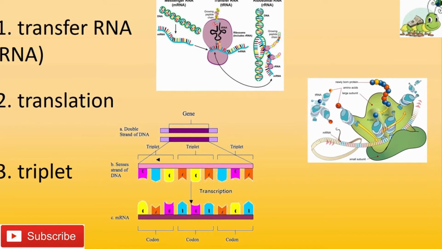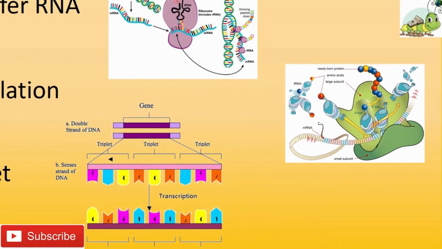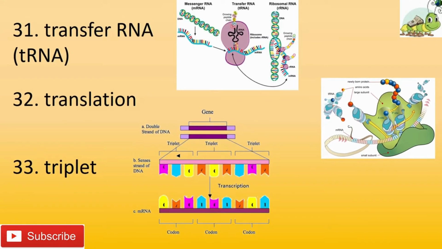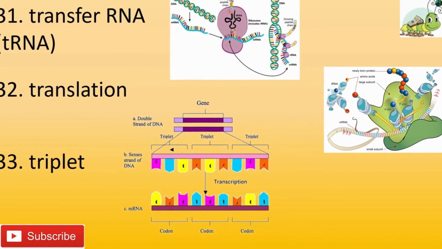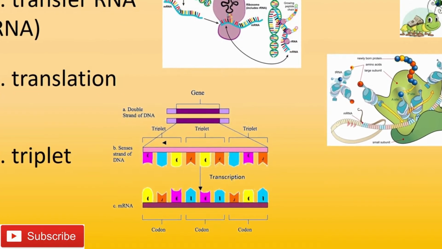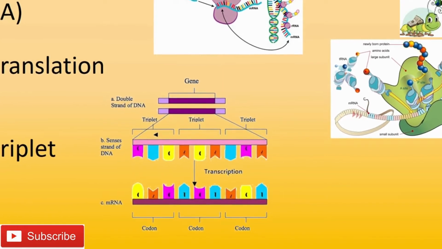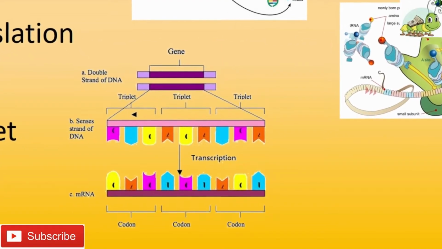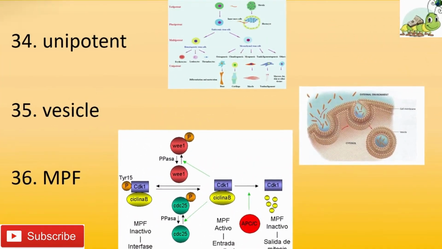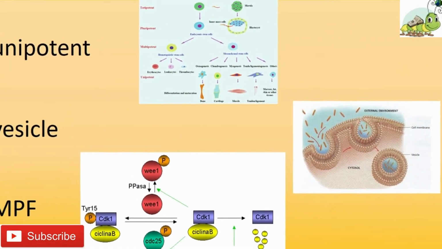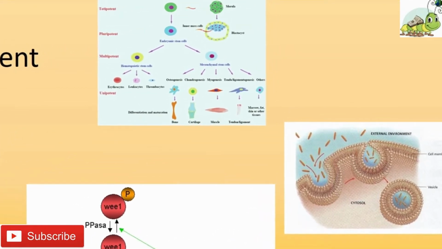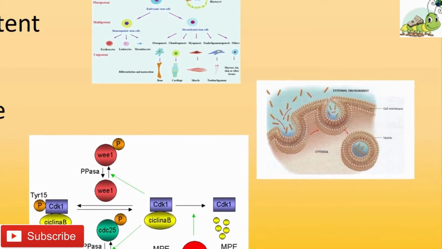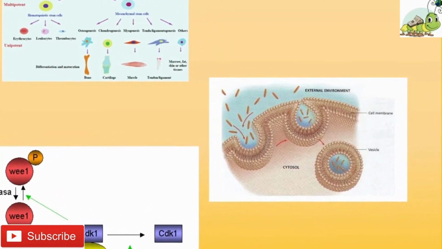Point number 32, translation. The process of producing a protein from the nucleotide sequence code of an mRNA transcript. Point number 33, triplet. A consecutive sequence of 3 nucleotides on a DNA molecule that, when transcribed into an mRNA codon, corresponds to a particular amino acid. It's called the triplet. 3 nucleotides on a DNA molecule. Point number 34. Unipotent describes the condition of being committed to a single specialized cell type. Point number 35. Vesicle. A membrane-bound structure that contains materials within or outside of the cell.